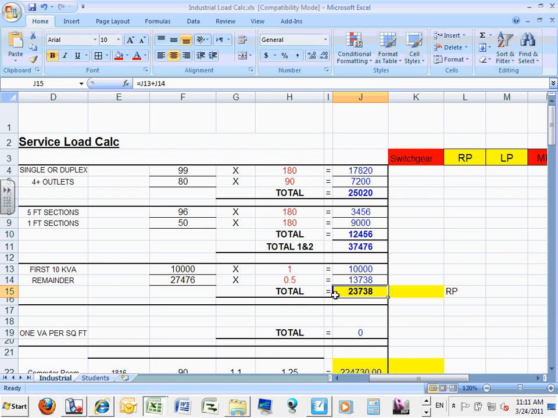Okay, can you guys look at that? Then look with this. This is the total. This is the derated receptacle. That's what you're going to be sizing based on. Did you guys hear me? This is the derated receptacle.